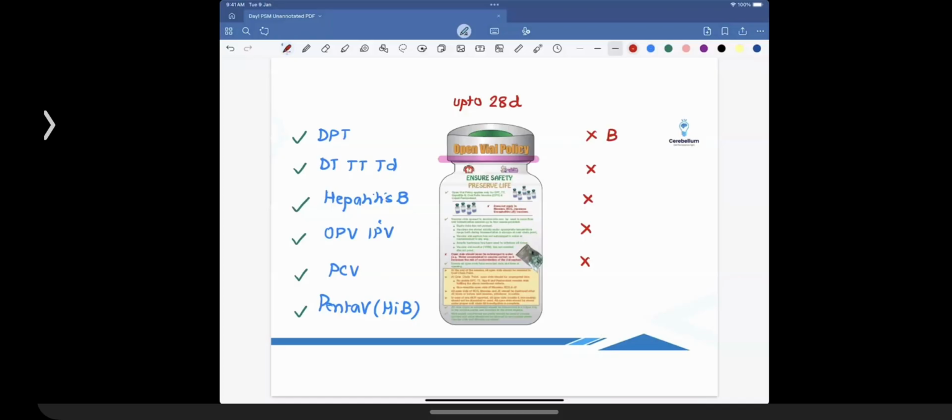That is BCG, JE. Okay, yellow fever is not a part of immunization schedule, so that I'm avoiding. Measles, MR, MMR. What about COVID vaccine? COVID vaccine, is it applicable? Not applicable. Now, what about rotaviral vaccine?